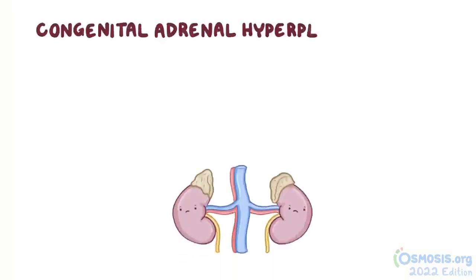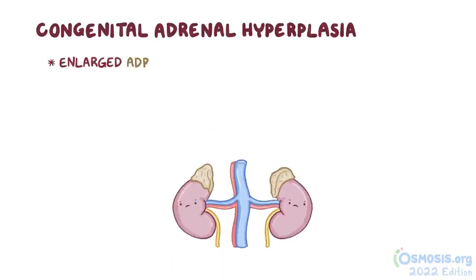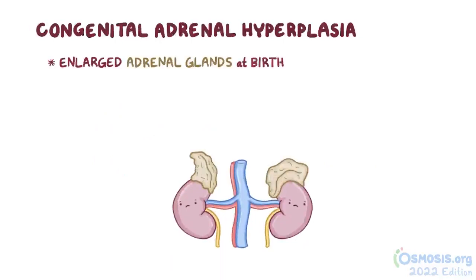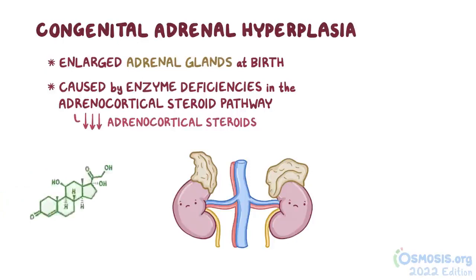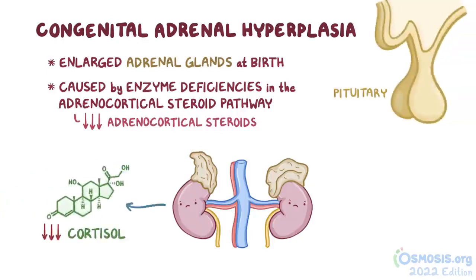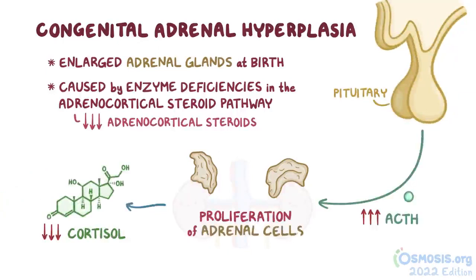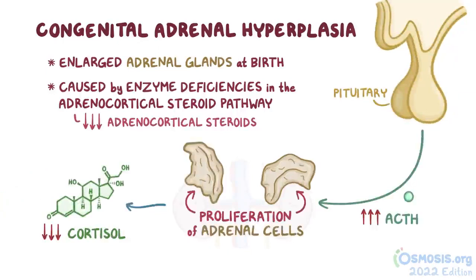Congenital adrenal hyperplasia is a disease where there are enlarged adrenal glands that are present at birth, and it can be caused by a number of enzyme deficiencies in the adrenal corticosteroid pathway. These enzyme deficiencies result in low levels of multiple adrenocorticosteroids, with cortisol always being one of them. Low levels of cortisol make the pituitary release more ACTH, which stimulates proliferation of adrenal cells, resulting in the enlargement or hyperplasia of the adrenal gland.